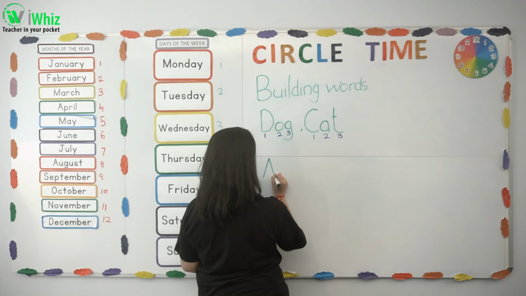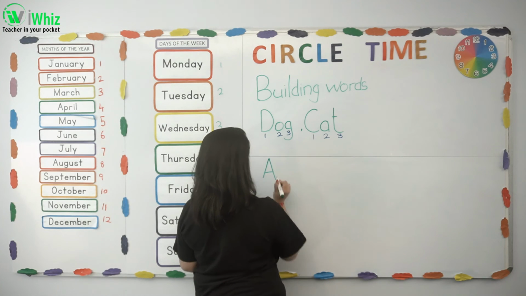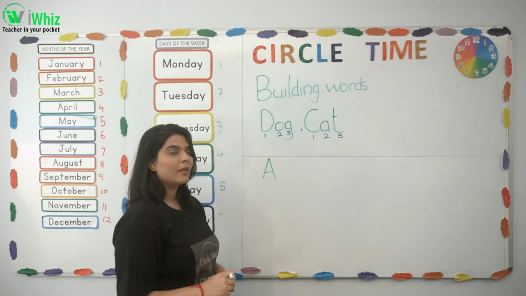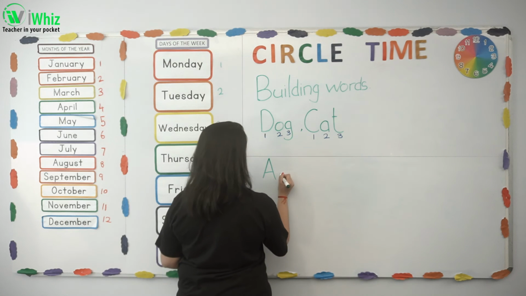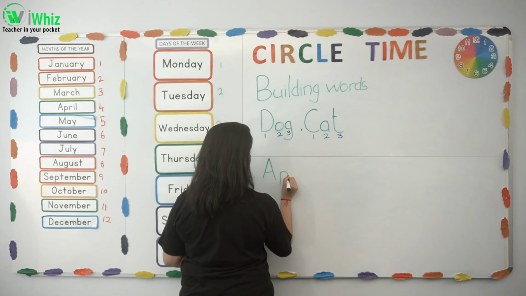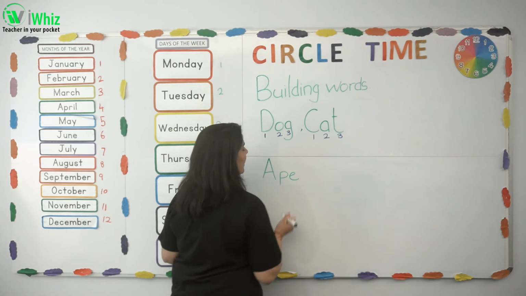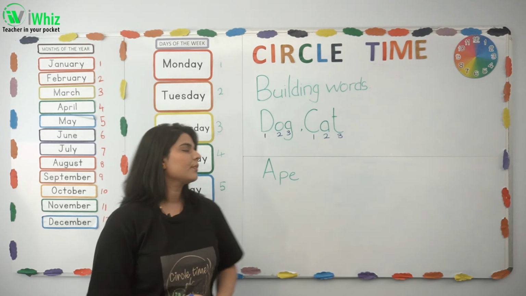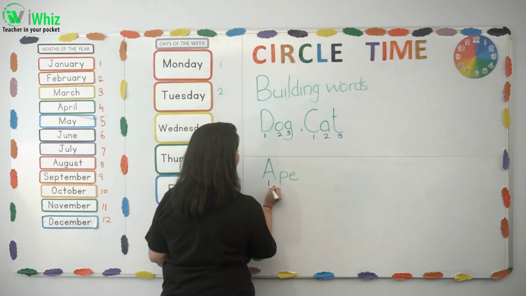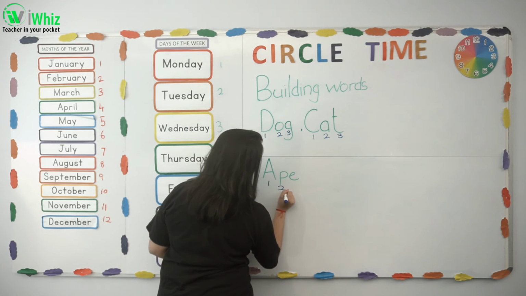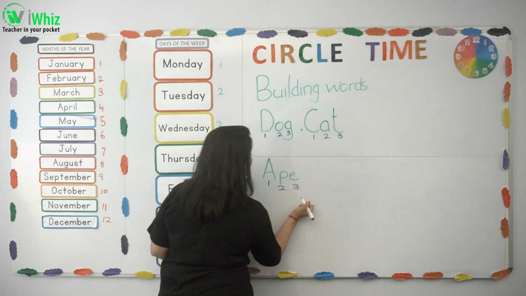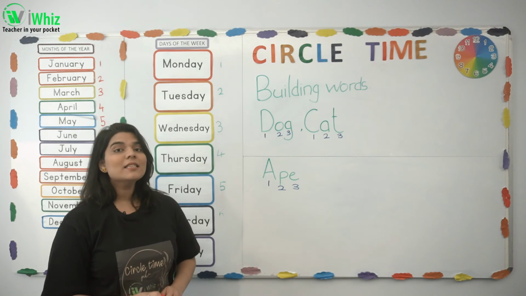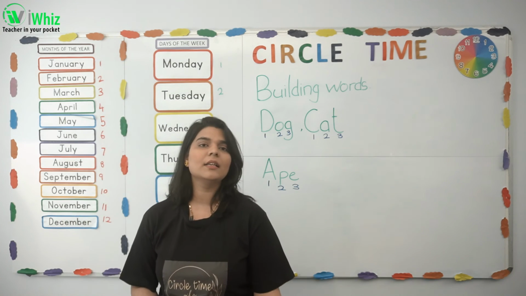A. P. E. Ape. Let's count this together. 1, 2, 3. This is another 3-letter word.